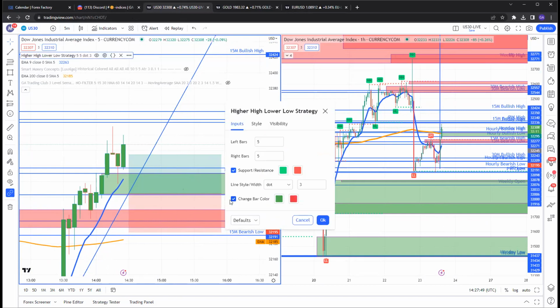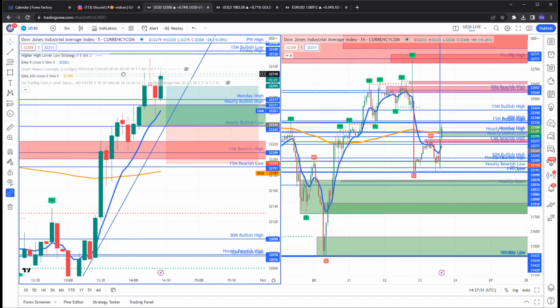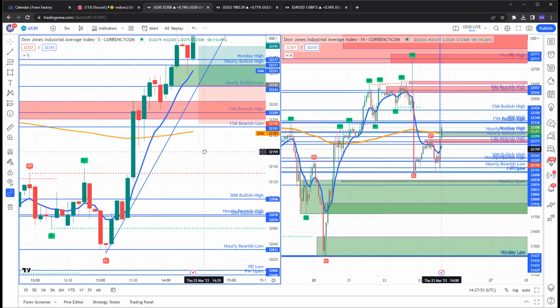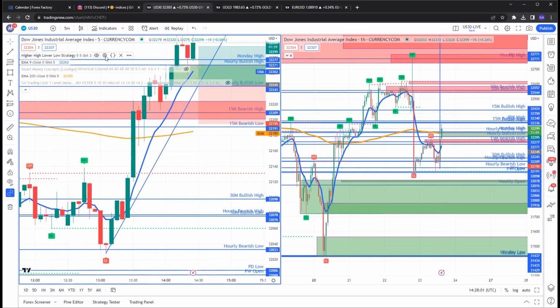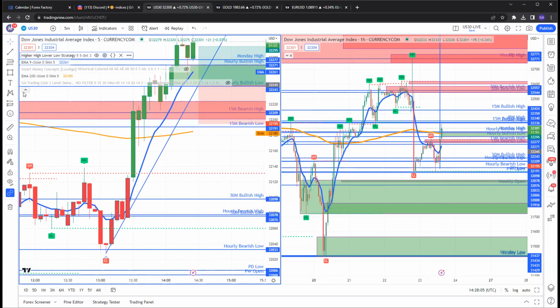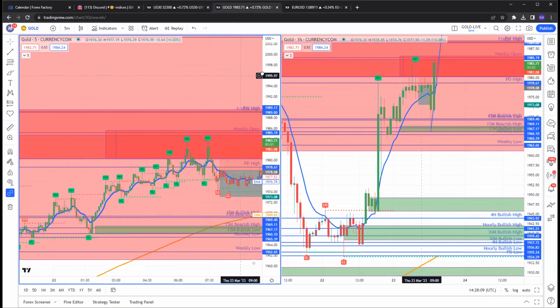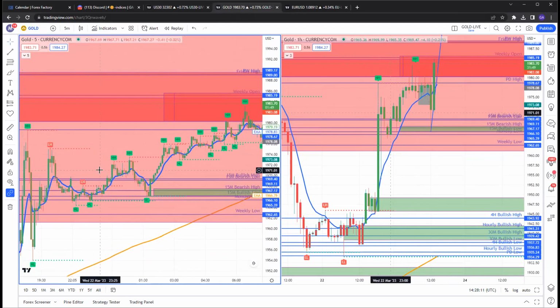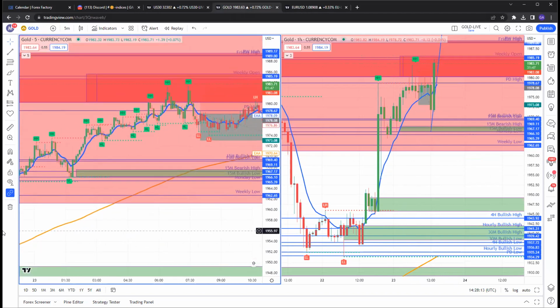Make sure this is selected, right? Change bar color. If that's not selected, your candles are just bullish and bearish and all of that. But if you have change bar color, it changes your candles to go with the trend. So what I did yesterday on gold was a no-brainer. Look at gold. When was the last time we had a bearish trend?